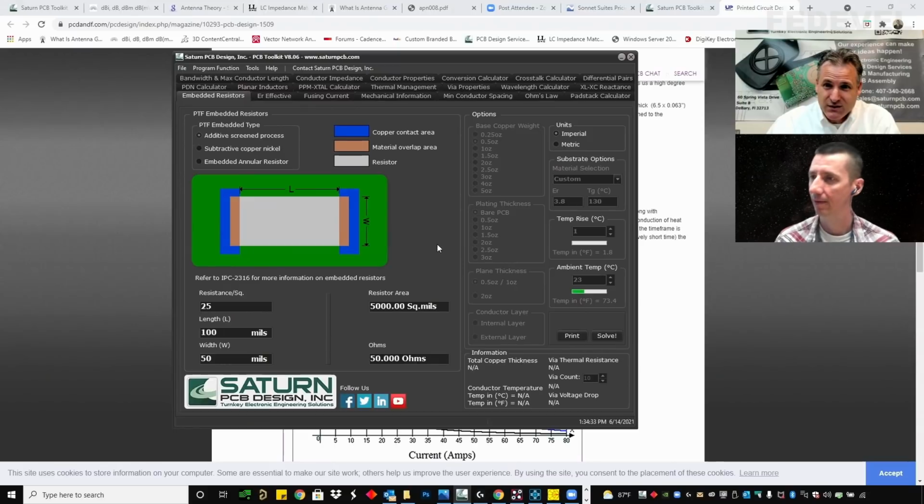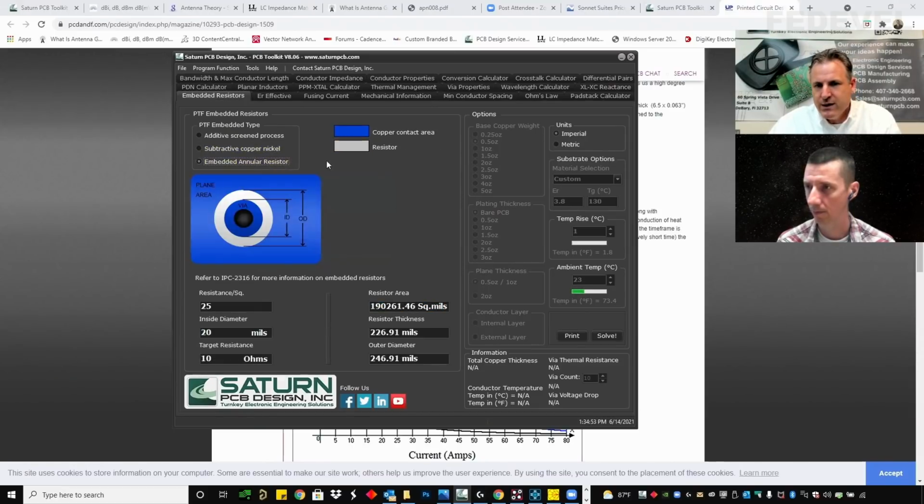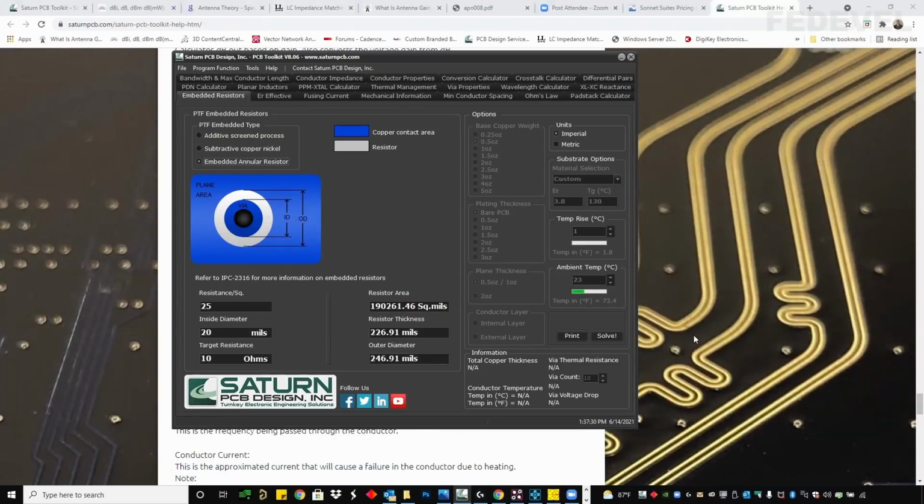Embedded resistors. This gives you the resistance based on resistor size, length, and the area itself. And there's a couple different types in there. There's additive screen process, subtractive copper nickel, embedded annular resistor. So yeah, someone over in Japan had sent me this a long time ago and wanted me to add it in there, and sent me a PDF.